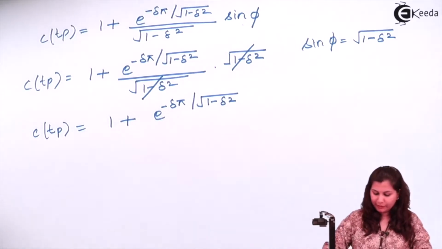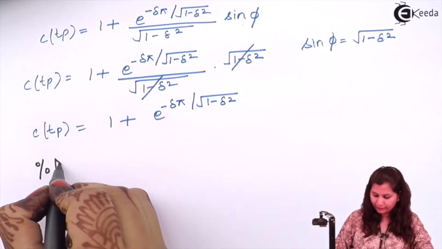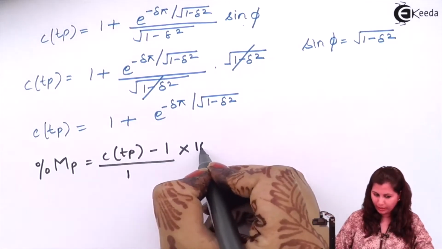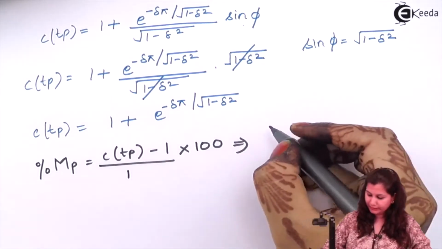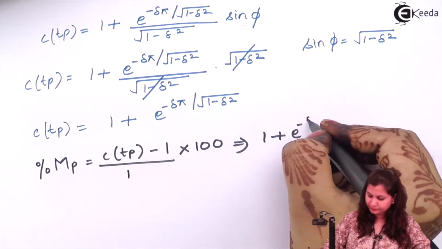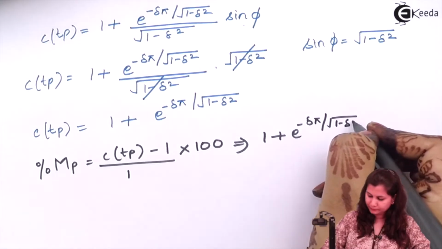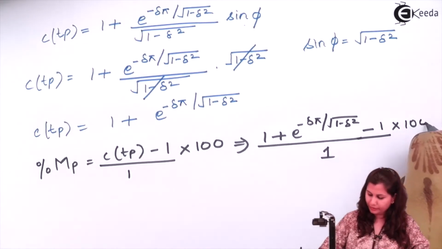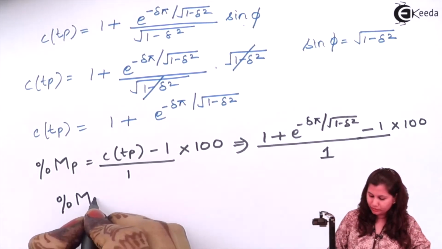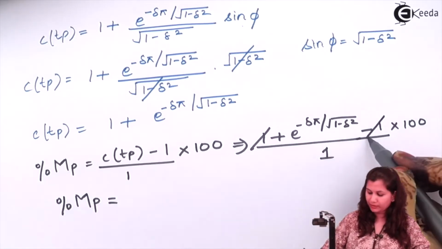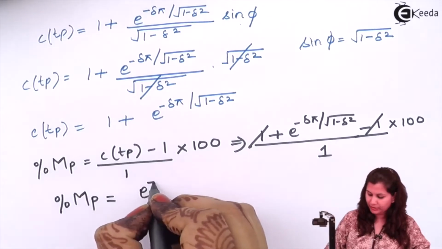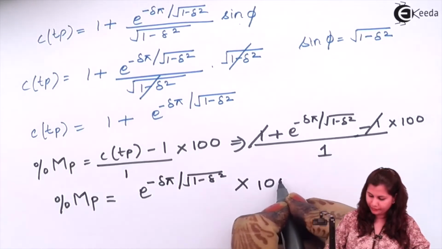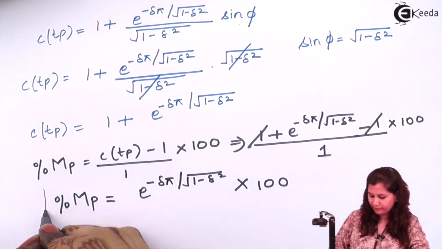Okay. Now putting this value in the formula for the maximum overshoot, that we were having as C of Tp minus 1 upon 1 into 100. So putting the value of C of Tp, it is 1 plus e raised to the power minus del pi upon under root of 1 minus del square, minus 1, upon 1 into 100. So this maximum overshoot will be equal to, 1 and 1 will be cancelled, so we are having e raised to the power minus del pi upon under root of 1 minus del square into 100. So this is the expression for the maximum overshoot.